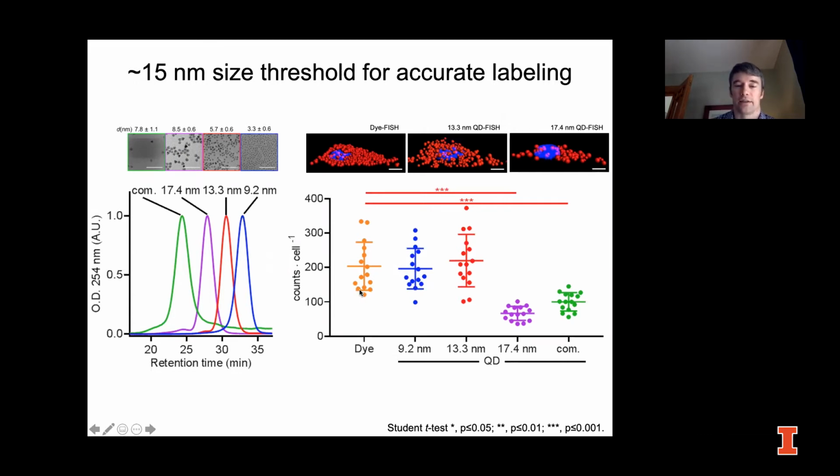So a dye gives us about 200 counts per cell for this one particular target. We get very similar counts if we use quantum dots labeling these nucleic acids in the cytoplasm when these quantum dots are in the range of 9 to 13 nanometers. But beyond that, 17 nanometers and above, we get much lower counts out. So these are specific counts, meaning that we're getting accurate readings in that we don't have background counts when the target is not there, but we simply are not getting all the targets labeled.